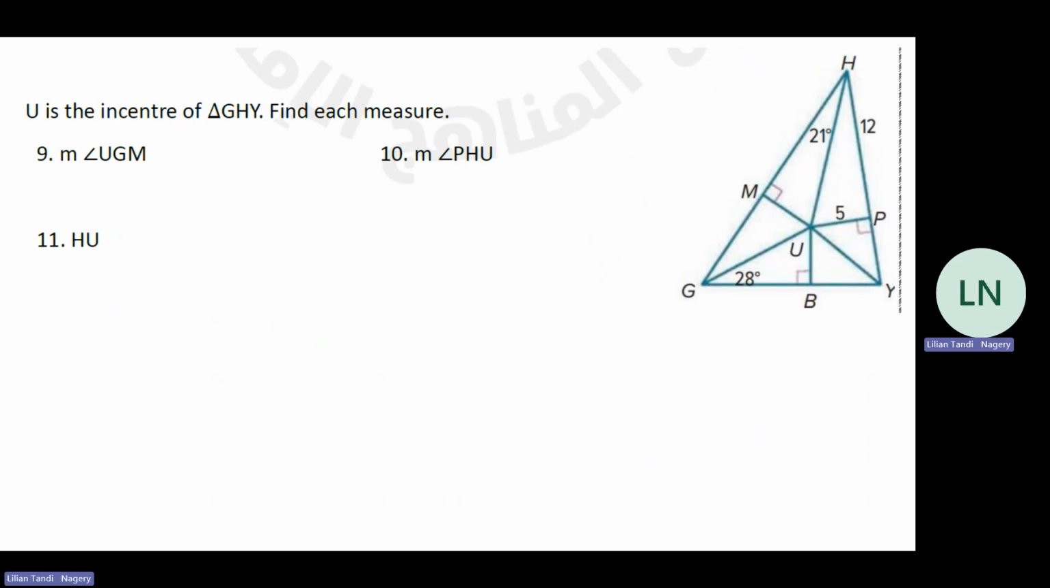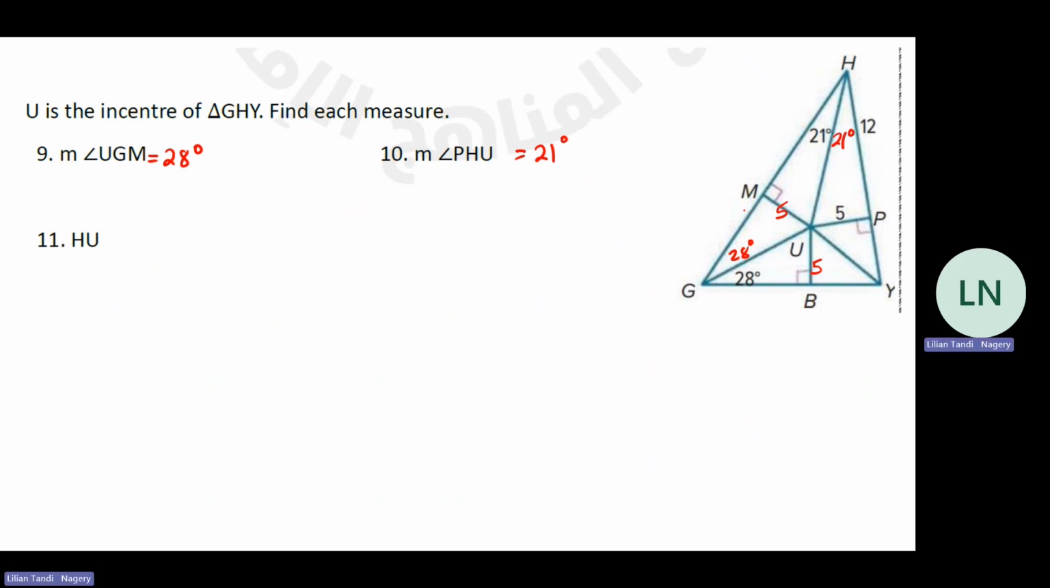Okay. U is the incenter. So if this is 28, this has to be 28. If this is 5, this is also 5, and this is 5. All right. We want UGM. UGM, that is 28 degrees. We want PHU. PHU. So this is also 21 degrees because this is an angle bisector here. So PHU is 21 degrees.